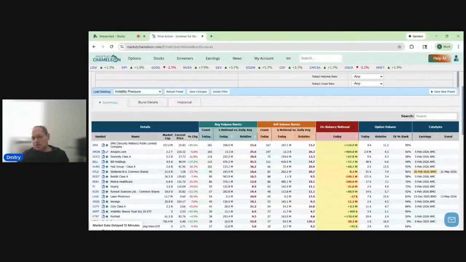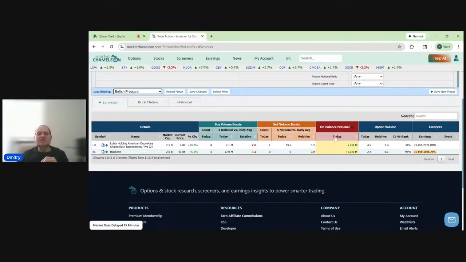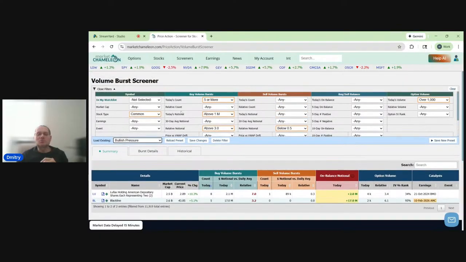Let's take another one. Let's do one. Here I have a bullish pressure. So this is kind of the same idea. I just tightened up these parameters, where we could also look for larger relative volume, larger notional values. So here what I did was put a larger notional value into the bullish pressure. You can see the relative notional is about 3. So what this means, it's 3 times more than the average on the buy side.